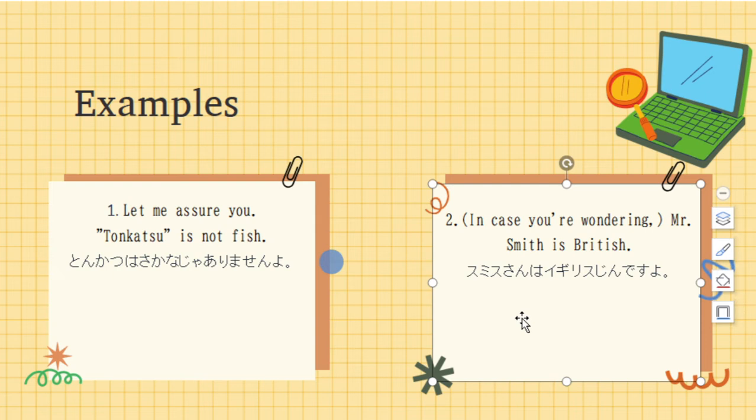So okay, remember that if we want to assure someone regarding the news or the statement that has been said, you will use the yo. You will add the yo at the end of the sentence.